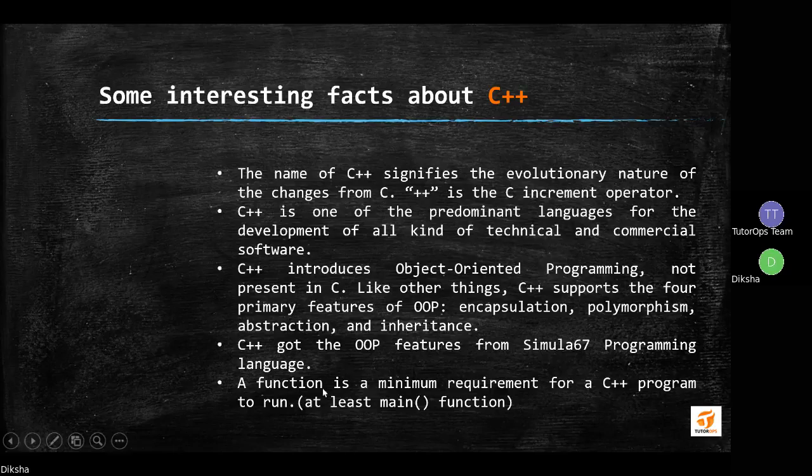A function is a minimum requirement for a C++ program to run, at least the main function, from where our execution gets started.